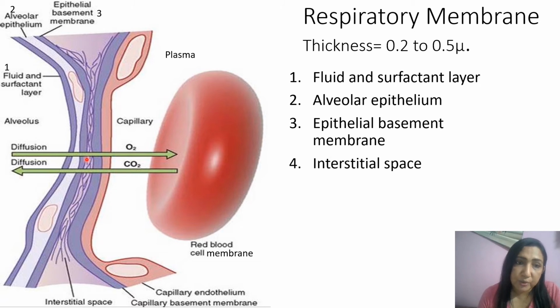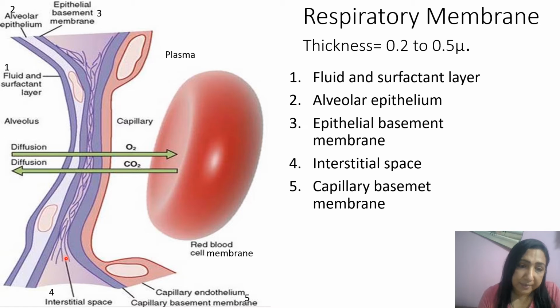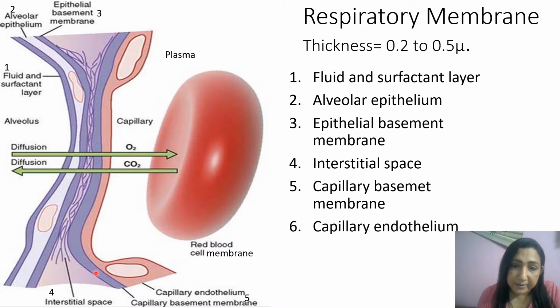Next, coming to the interstitial space. This is the interstitial space. Then the capillary basement membrane. Fifth is the capillary basement membrane. Sixth is the capillary endothelium. This is all a single layer of cells. The alveolar epithelium is a single layer of cells, and here the capillary endothelium is also a single layer of cells.